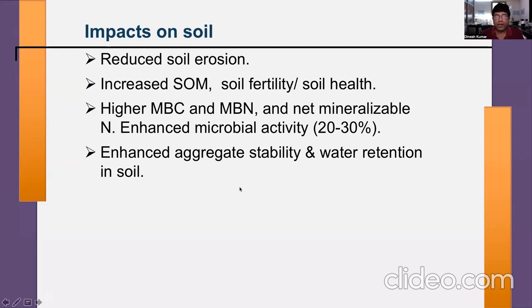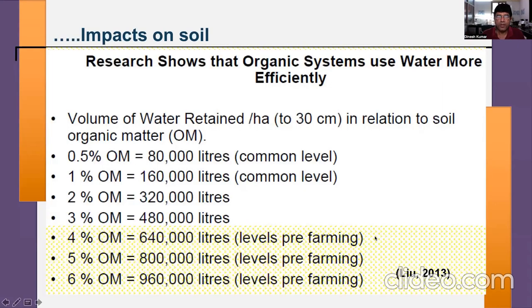So you can see enhanced microbial activity by 20 to 30%. Enhanced aggregate stability and water retention in soil. Now you see, as you informed, that water holding capacity of the soil increases. So this is just one example from Liu. Volume of water retained per hectare, in 1 hectare to 30 centimeter depth, in relation to soil organic matter. This is a very general idea, just to give you some idea. If your organic matter is 0.5%, the water in 1 hectare land, which is 30 centimeter deep, is 80,000 liters. If it is 1% organic matter, it doubles: 160,000 liters, 2%, 320,000 liters, and so on. You need not remember it, but you just see the idea is that if you increase organic matter, the water holding capacity of the soil is increasing.